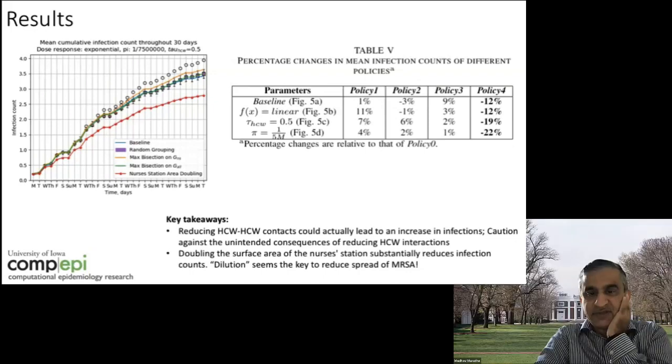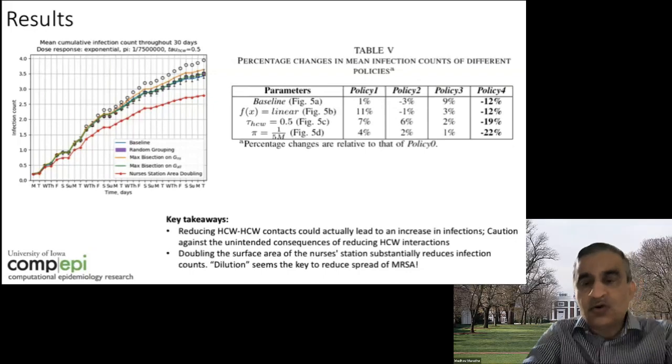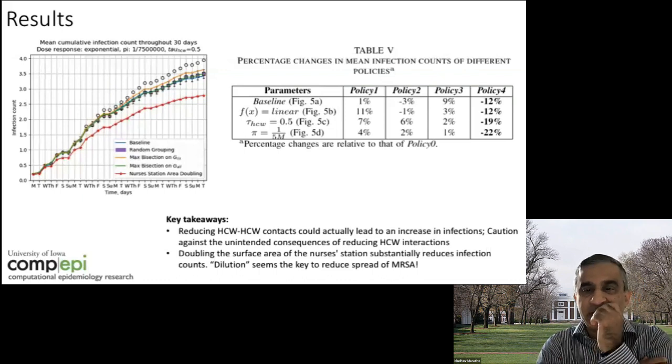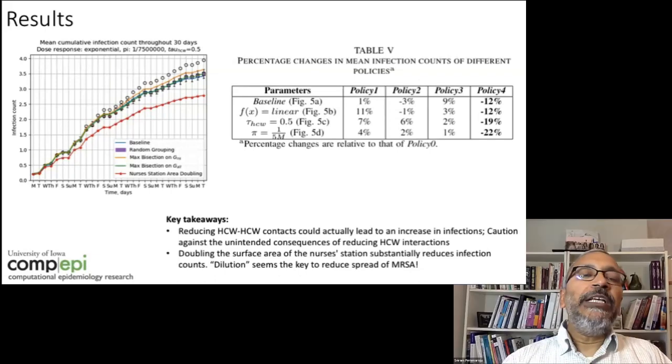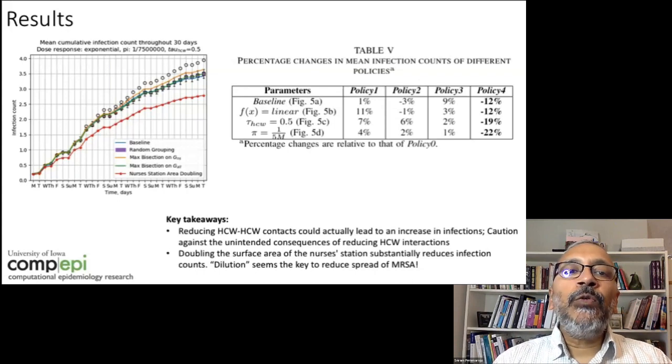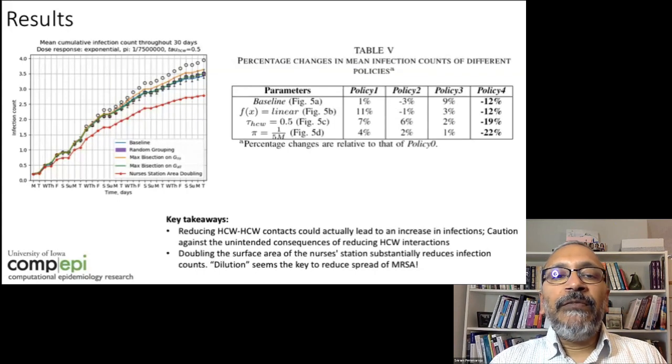So, Sriram, just one quick question. How robust were these findings? Would a basic model of shedding or exposure change this? The statement that doubling the surface area for nurses reduces the infection count is rather important, and the first counterintuitive one is even more interesting. I just want to get a sense: are these findings robust to a variety of parameter values within this model?